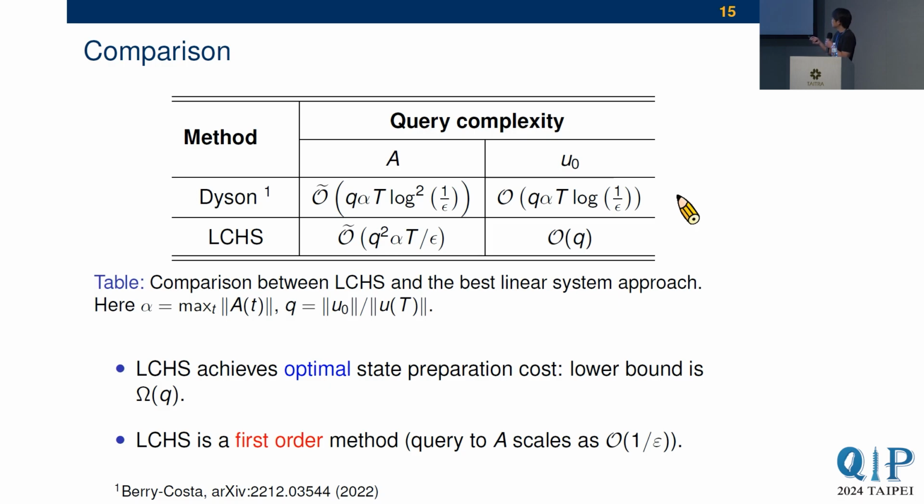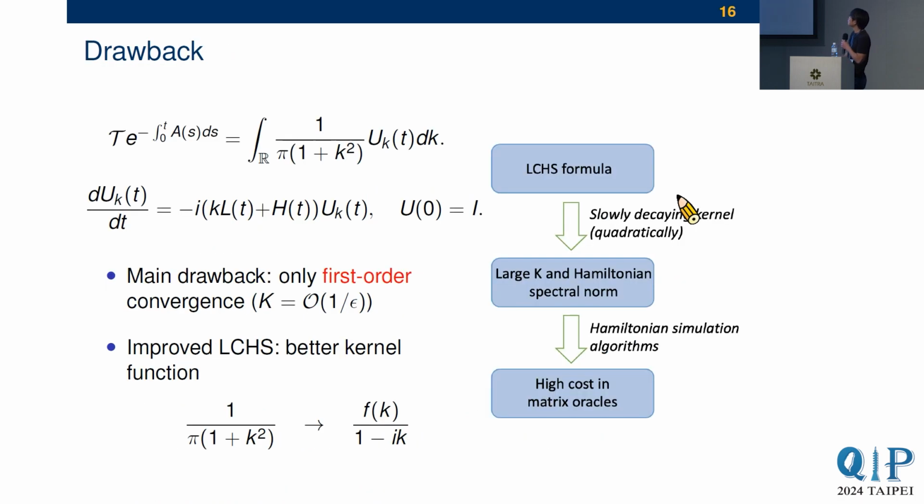LCHS, on the other hand, achieves the optimal state preparation cost. It's just O(Q), this physical factor. There's nothing else. However, it's a first order method. The number of queries to A scales like 1 over epsilon. So that's the disadvantage of the method.